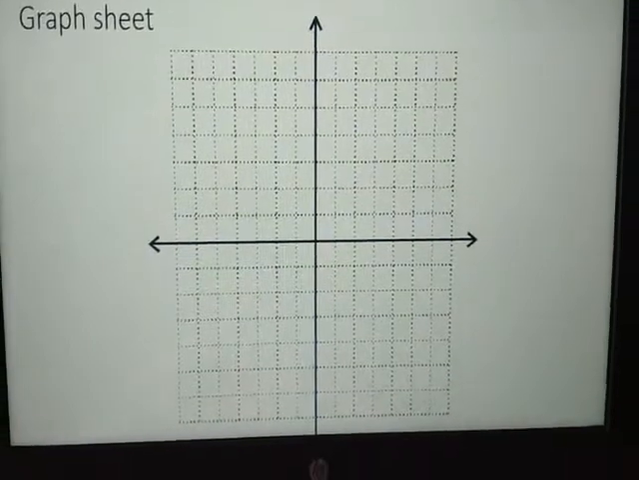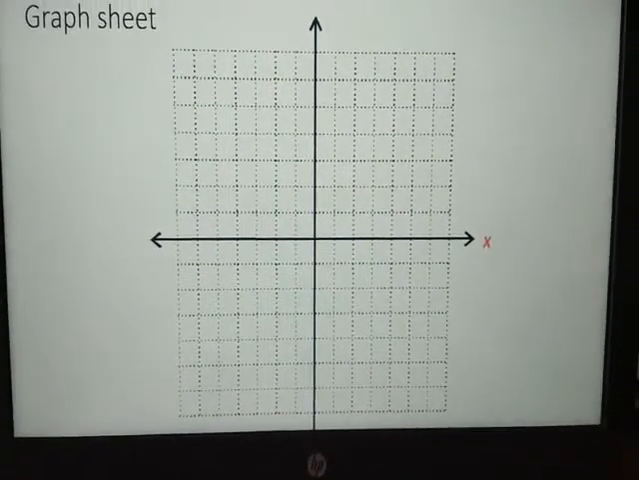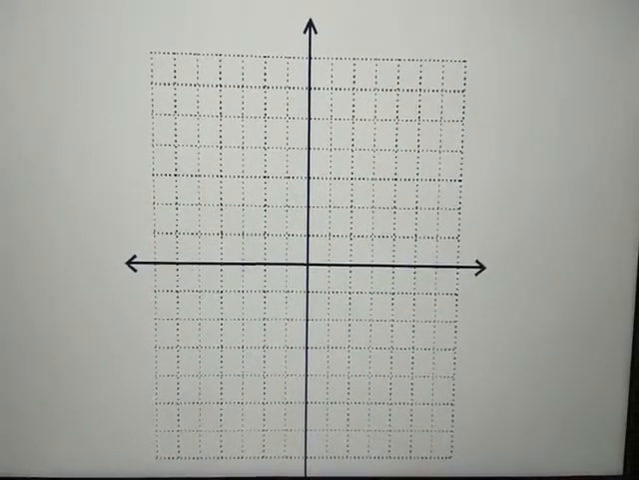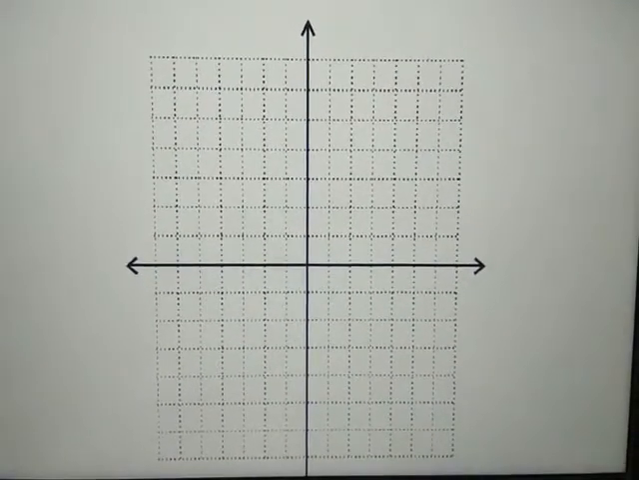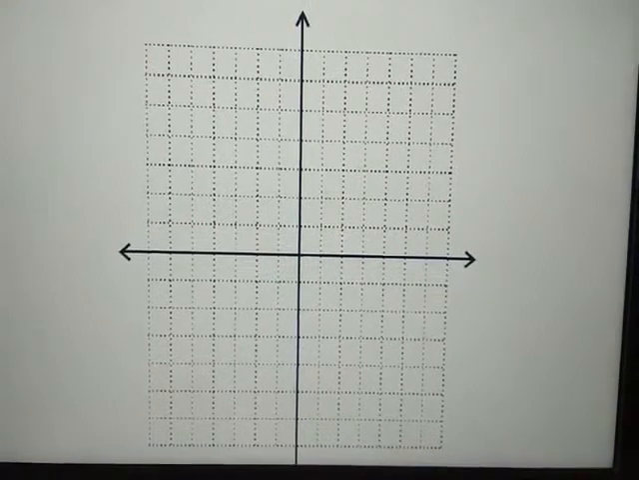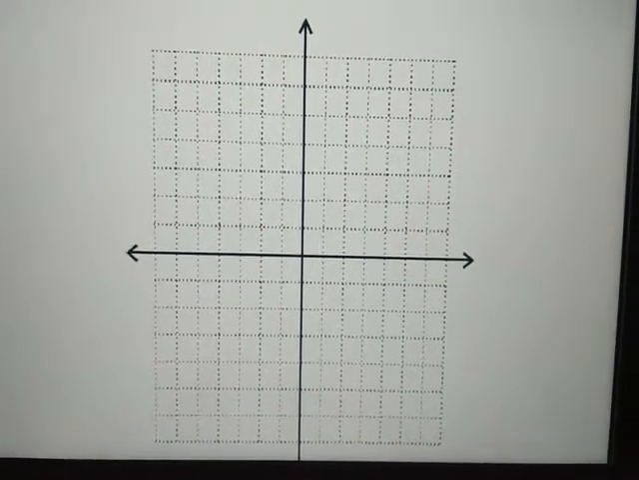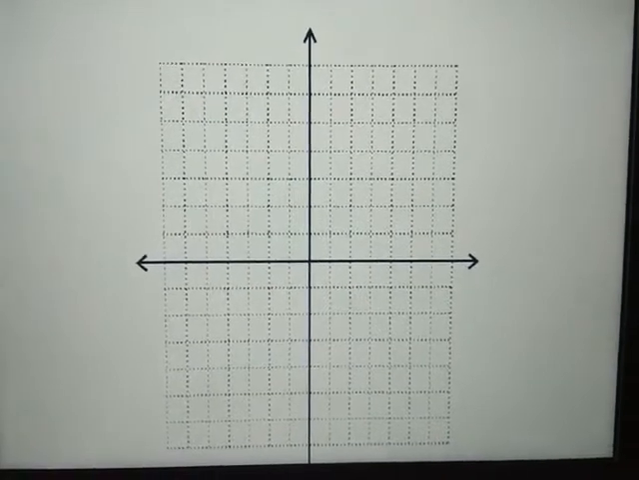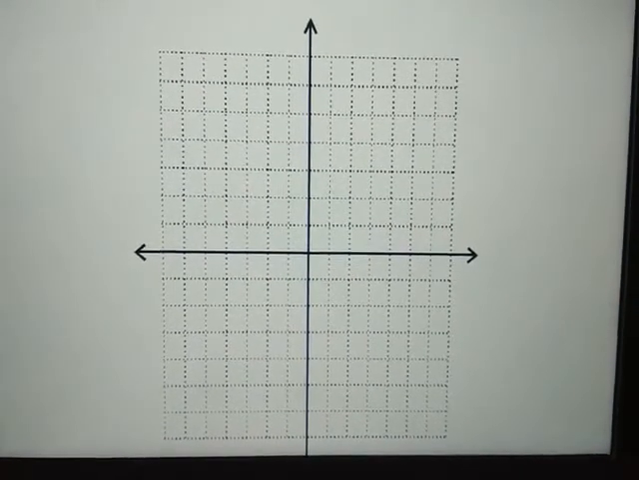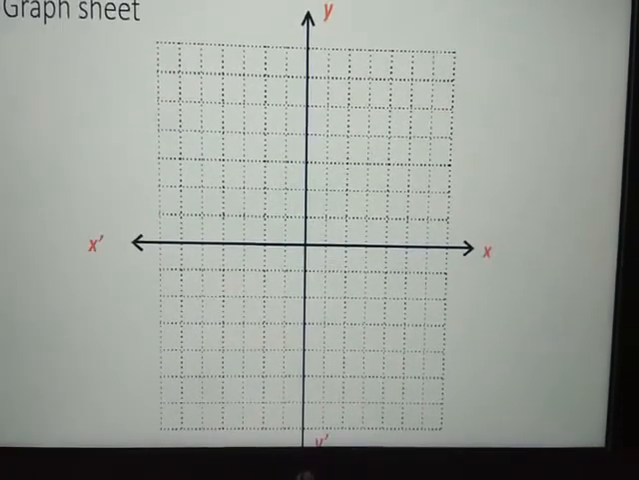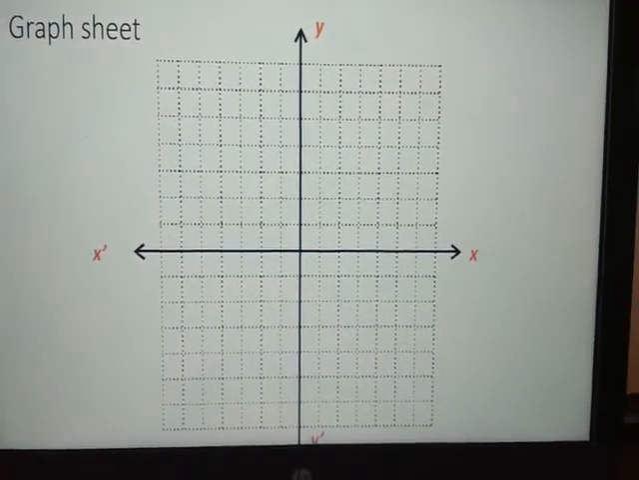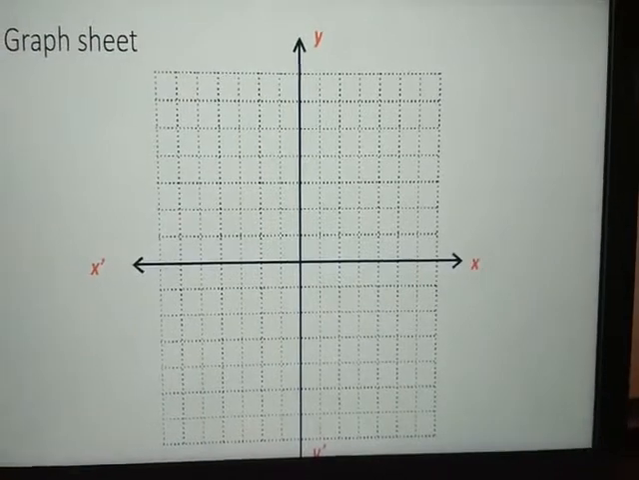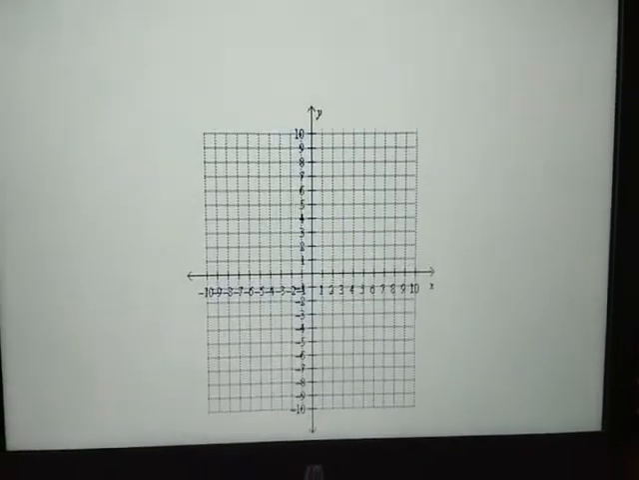And now we will learn about a graph sheet. Now we will learn about the Cartesian plotting of coordinate points in the Cartesian plane, that is, in a graph sheet. Generally, we draw two lines in a graph paper. In a graph sheet, we draw two lines, the horizontal and the vertical, which we denote as x, x dash and y, y dash.